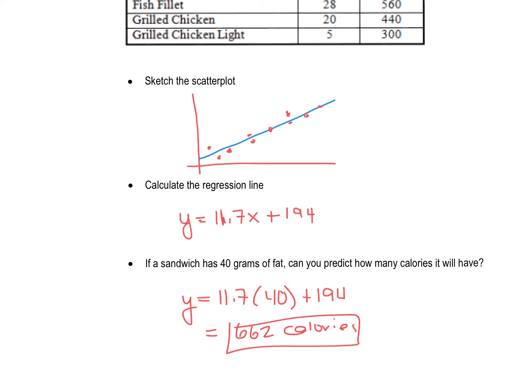I'm also going to add labels to the scatter plot. So down here, really fast, I'll just write total fat. And over here, this is total calories. Once I've done that, then everything looks good.